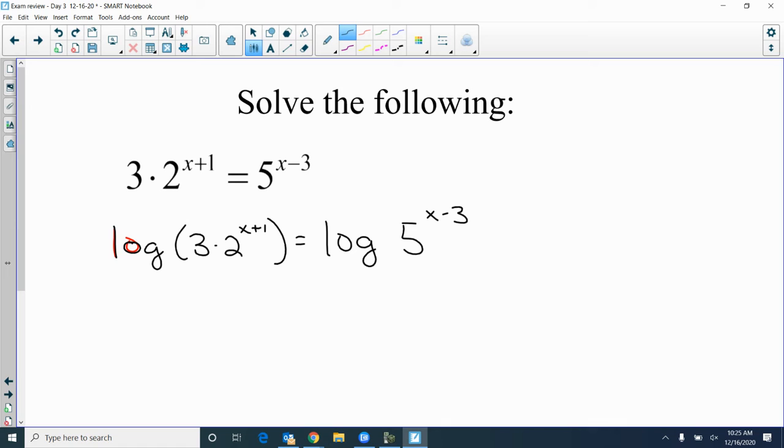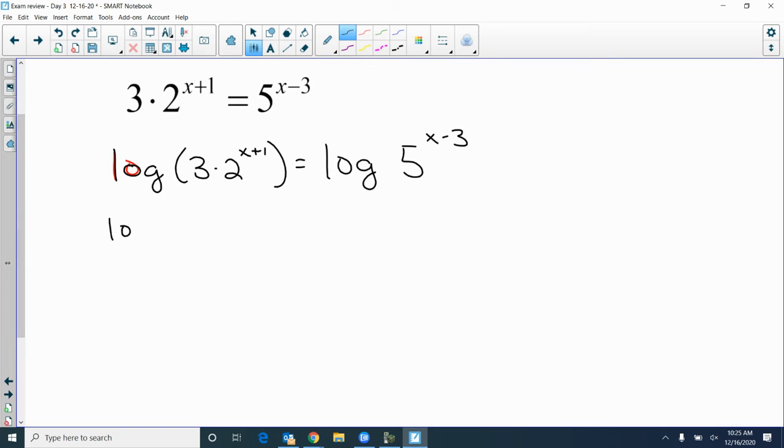Now that log on the left-hand side, that's a product. Okay, so that 3 does not go out in front at this point. I'll have to split it up. It's going to be the log of 3 plus the log of 2 to the x plus 1. And then the one on the right, since it's a single term, I don't need to split it up at that point.